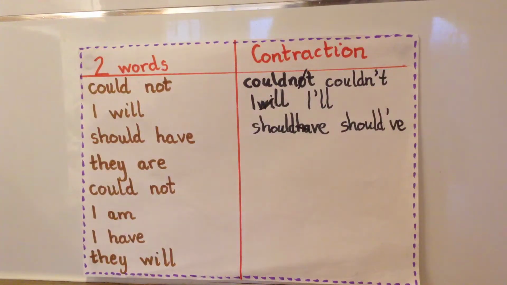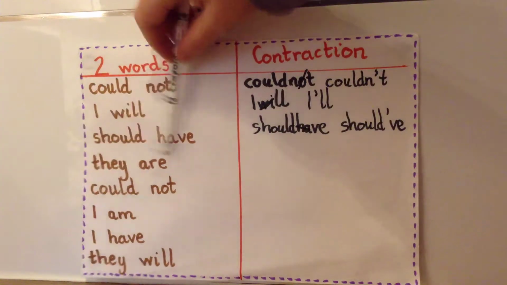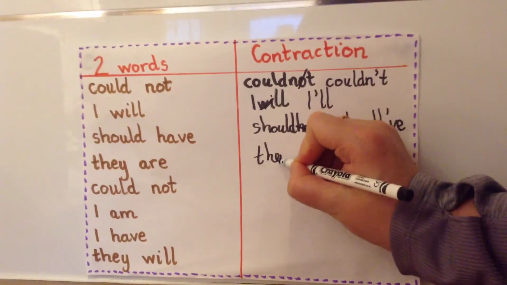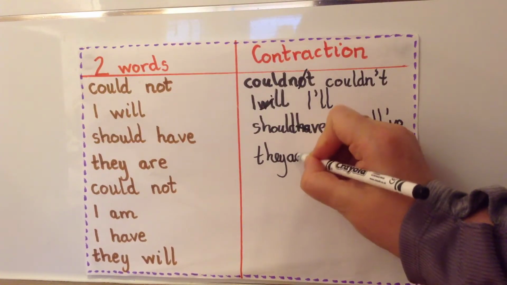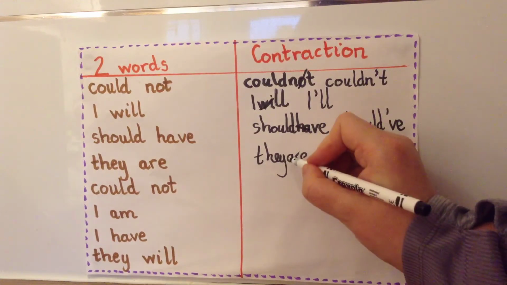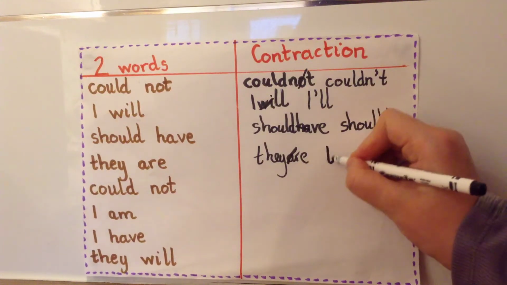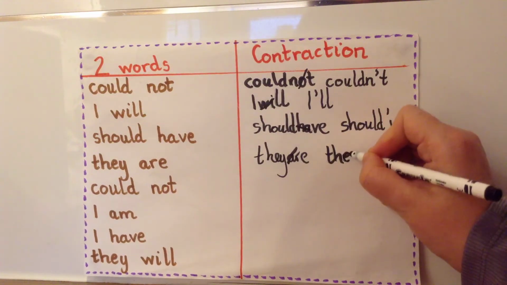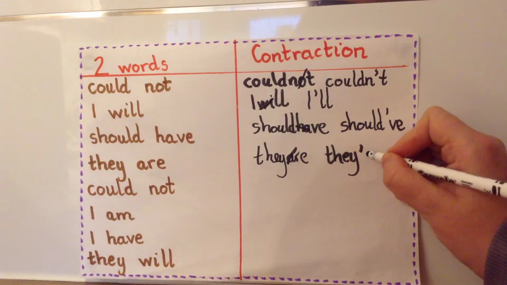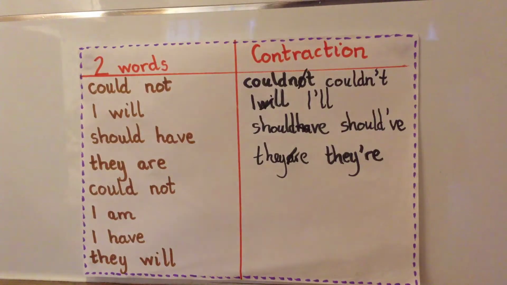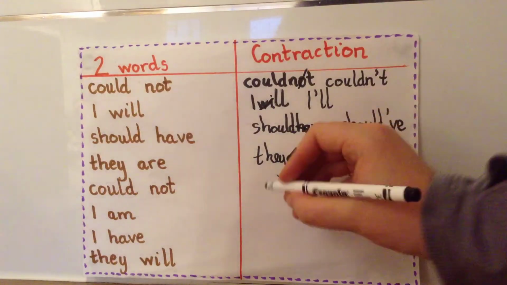Alright, so I hope you managed to do that. Let's go over the answers. So the next one, we have they are, becomes they're. Okay, we put them together. So I'm just removing one letter this time. That's my A. Apostrophe in the place of the A. So that would be, they're a lovely bunch of children. Okay, they are.